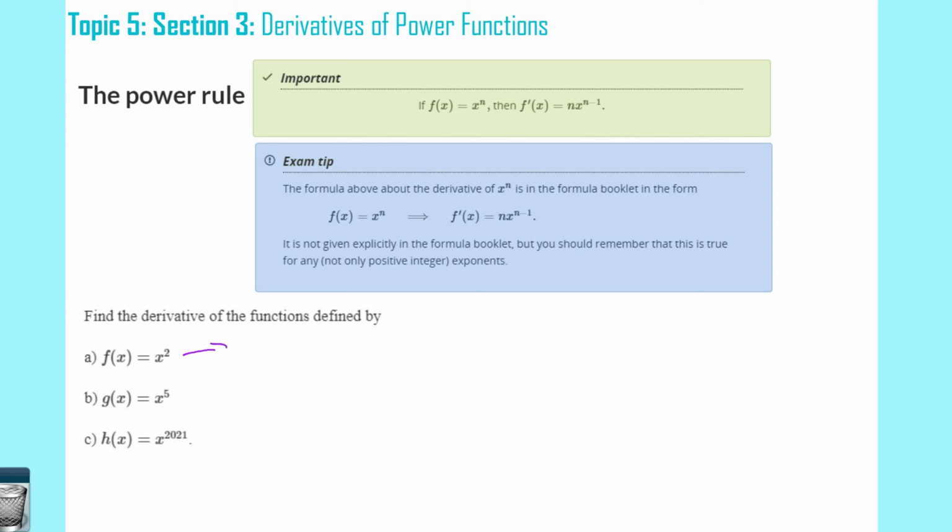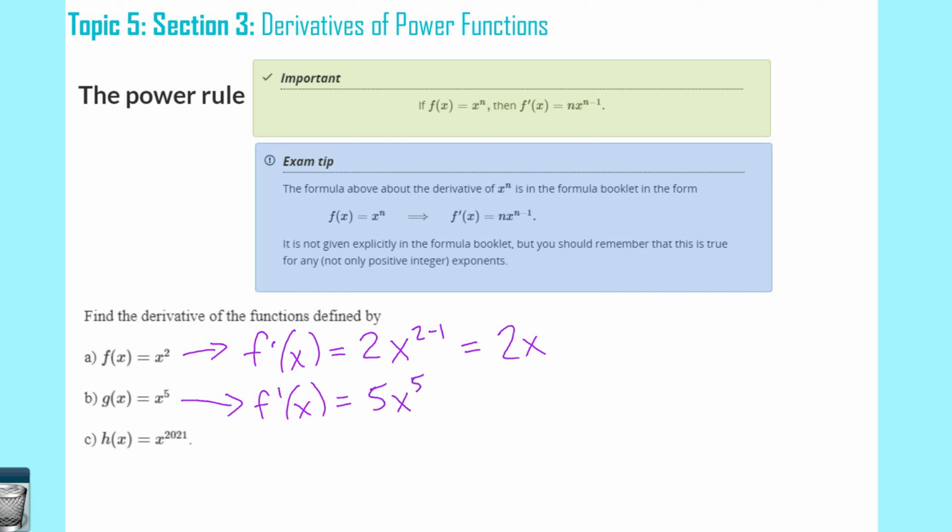So for A, to find the derivative of f, we're going to take the exponent and put it out front. So it becomes 2x, and then we take the exponent and do 1 less than it. So here, the derivative function is 2 times x. Simple. Part B, the derivative function here. You put the exponent out front and decrease that exponent by 1. So you get 5x to the 4th.